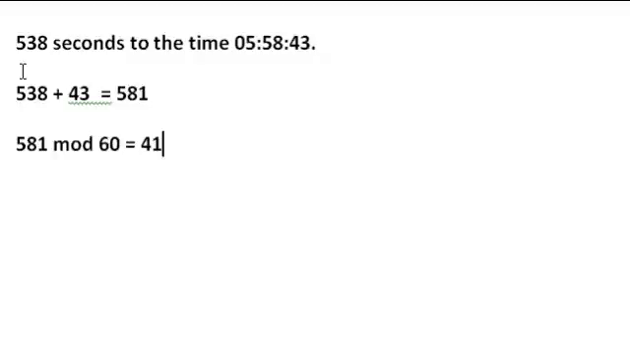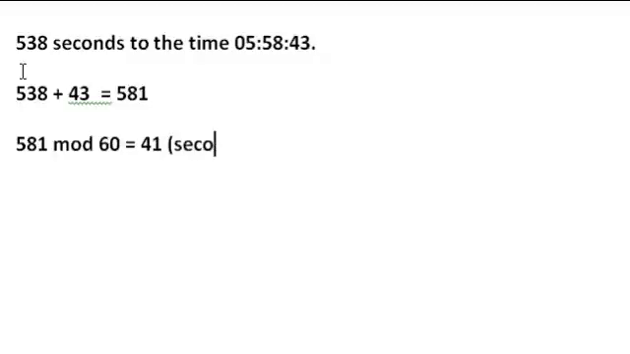Let's first add 538 to the second value of the current time. So we get 538 plus 43, which gives us 581. And if we take mod 60, so 581 mod 60, we get 41. So that would be the value in seconds. So we will have 41 as the value in seconds.